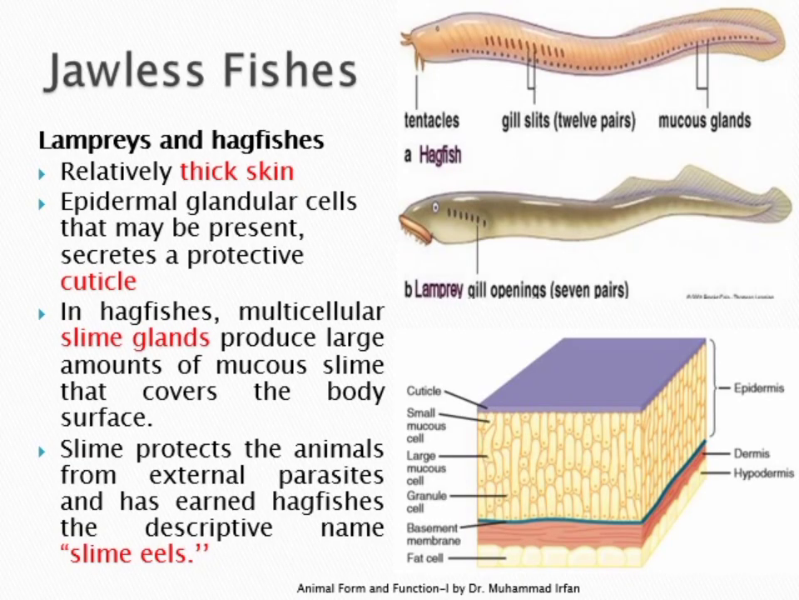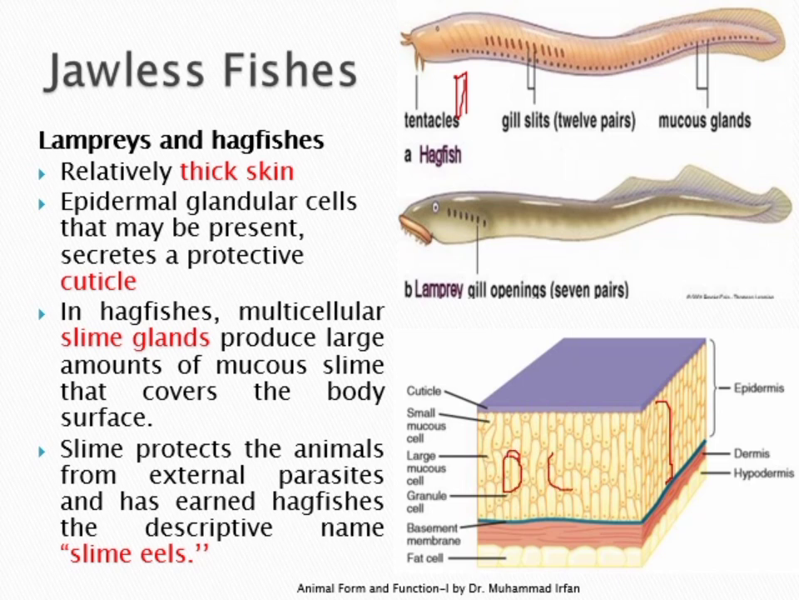If we see fish, they have three groups: the jawless fishes, cartilaginous fishes, and the bony fishes. The jawless fishes are the most primitive fishes, and the bony fishes are the modern fish. The jawless fishes are lampreys and hagfish, for example. These lampreys and hagfishes have relatively thick skin that is made up of stratified epithelial cells, and a few of these epithelial cells are glandular cells.